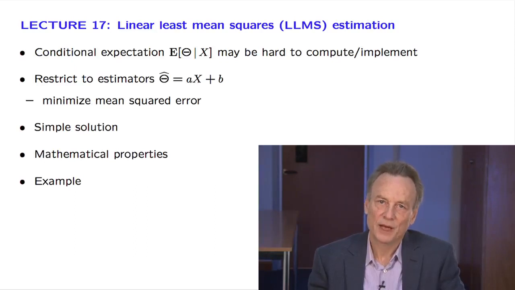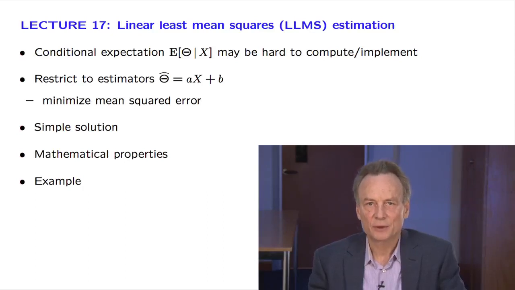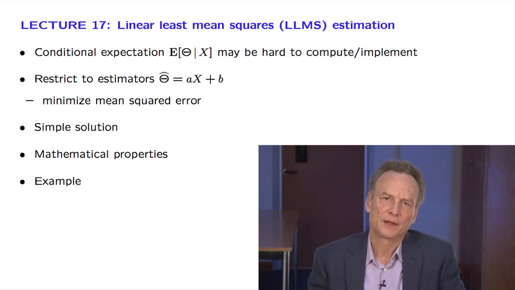For this reason, we may want to consider an estimator that has a simpler structure, an estimator that is a linear function of the data. And then, within this class of estimators, find the one that results in the smallest possible mean squared error. In this lecture, we will formulate this linear least squares estimation problem and then solve it. We will see that the solution is given by a simple formula that involves only the means, variances, and covariances of the random variables involved.